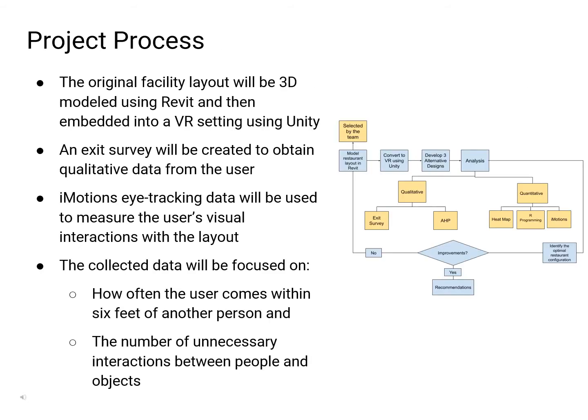For our project process section, we will create three alternative designs that comply with the CDC guidelines to account for COVID-19. We will use iMotion eye tracking data to obtain quantitative data from the user, as well as creating an exit survey to obtain qualitative data from the user. And the collected data will focus on how often the user comes within 6 feet of another person and the number of unnecessary interactions between people and objects.